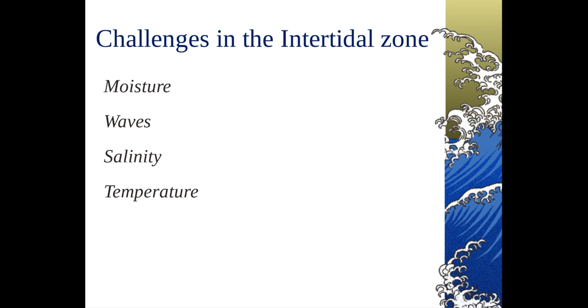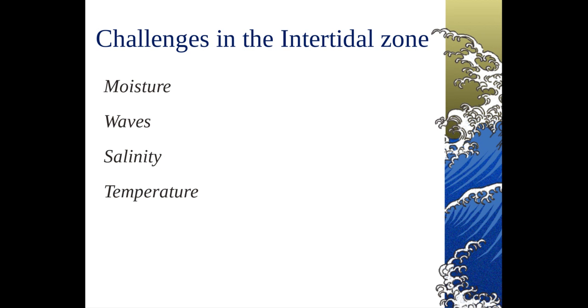Okay, waves is another challenge. In some areas, waves hit the intertidal zone with force, and marine animals and plants have to be able to protect themselves. Kelp, a type of algae, has a root-like structure called a holdfast that it uses to attach to rocks or mussels, thus keeping it in place.